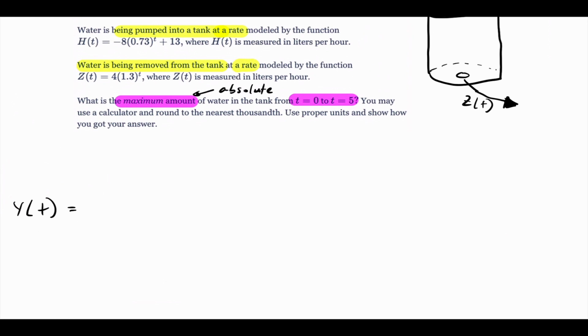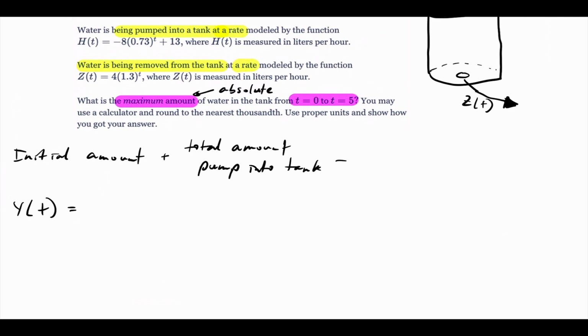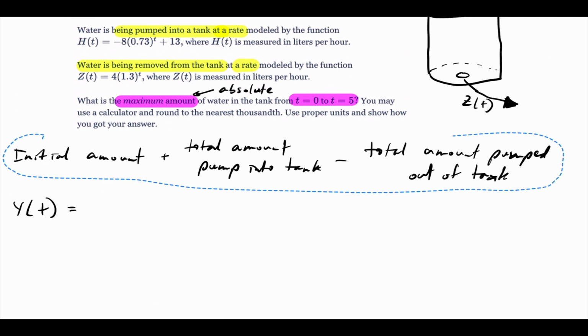So if we want to know how much water is in a tank, we have to take the initial amount, add the total amount pumped in, and subtract the total amount pumped out. Sounds familiar, looks familiar. It's the same thing every time. We have to build that equation, though. We have to build that function.